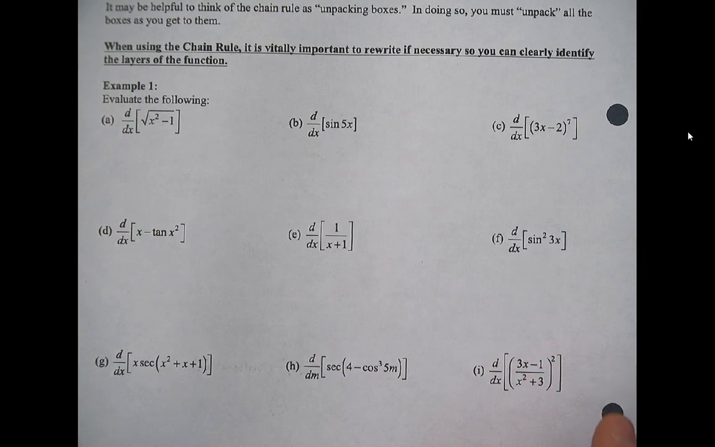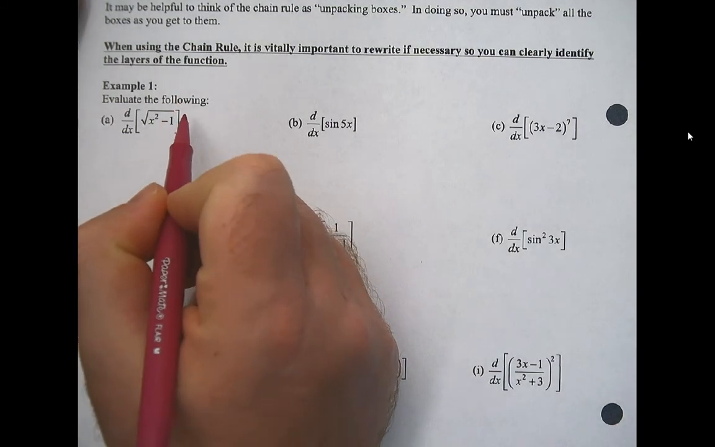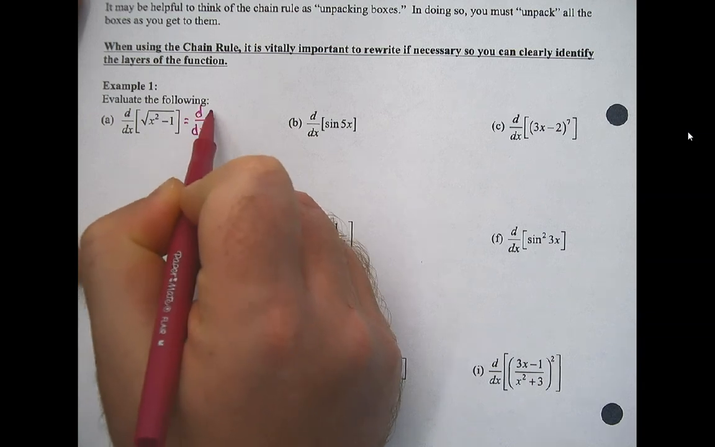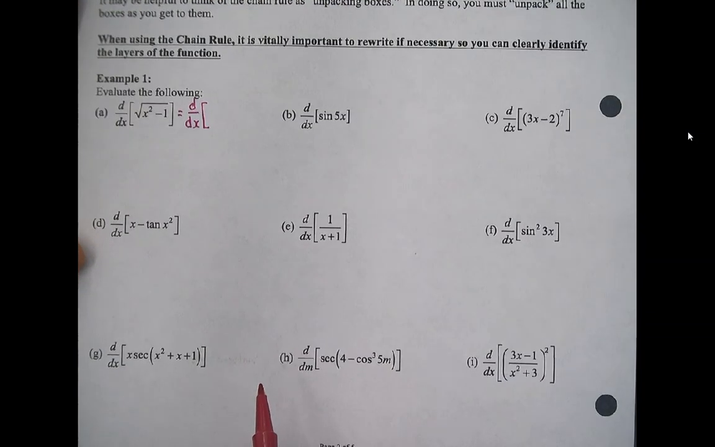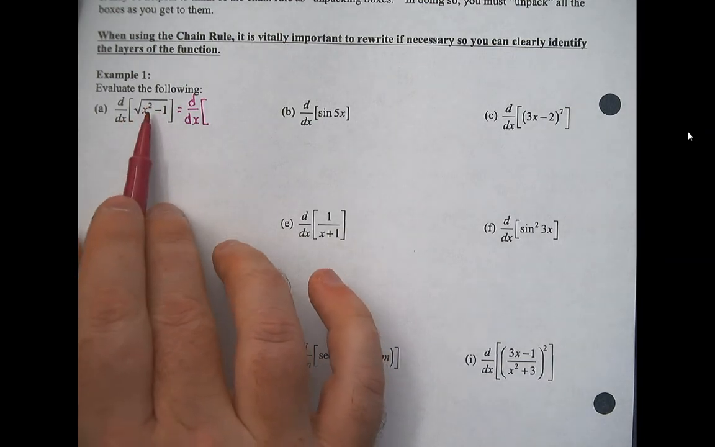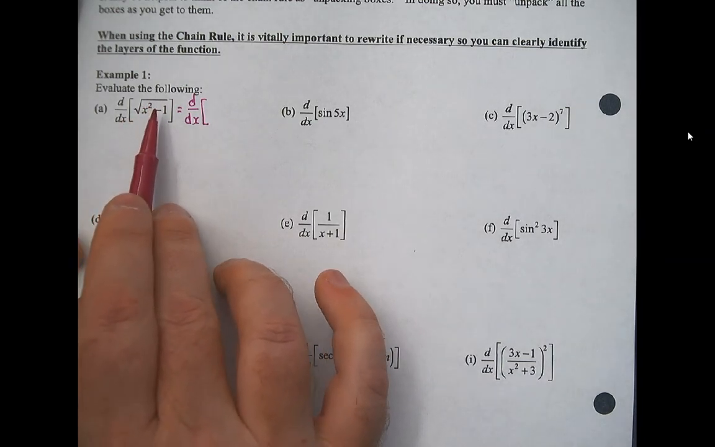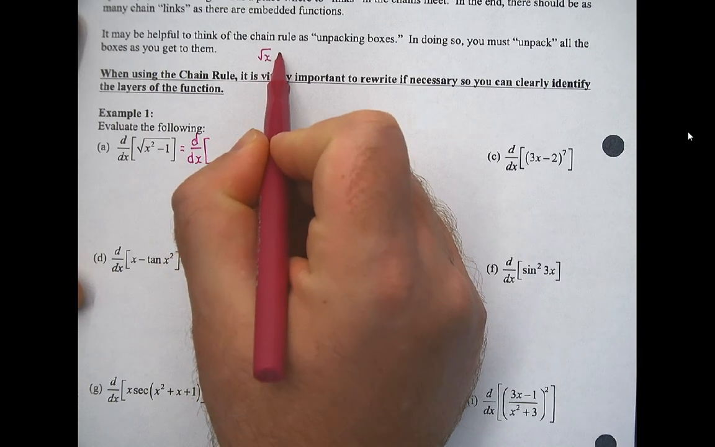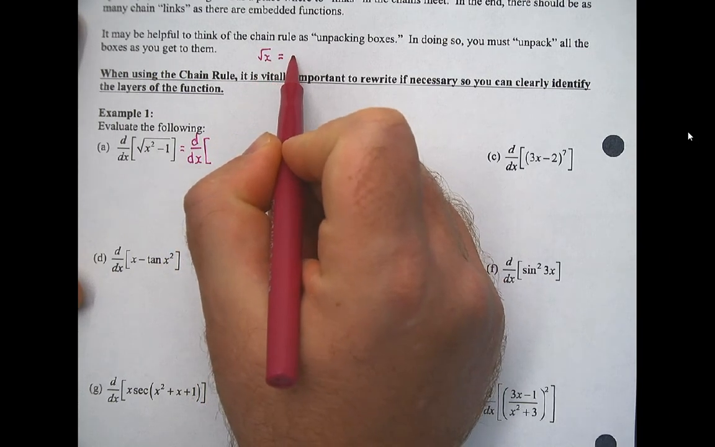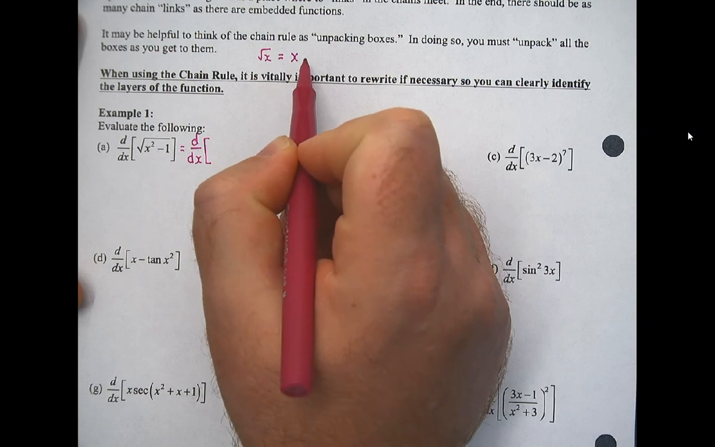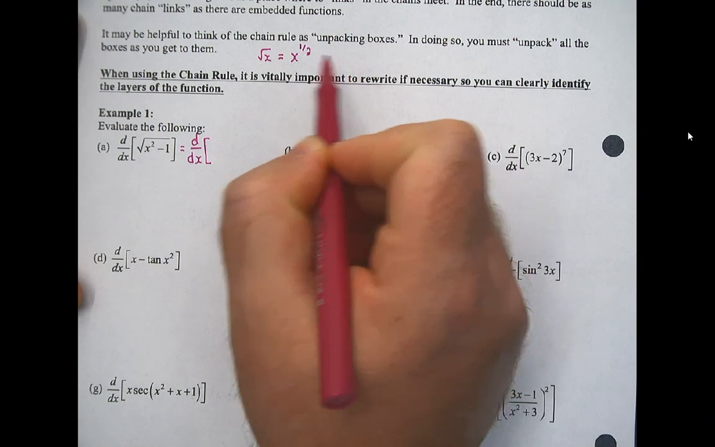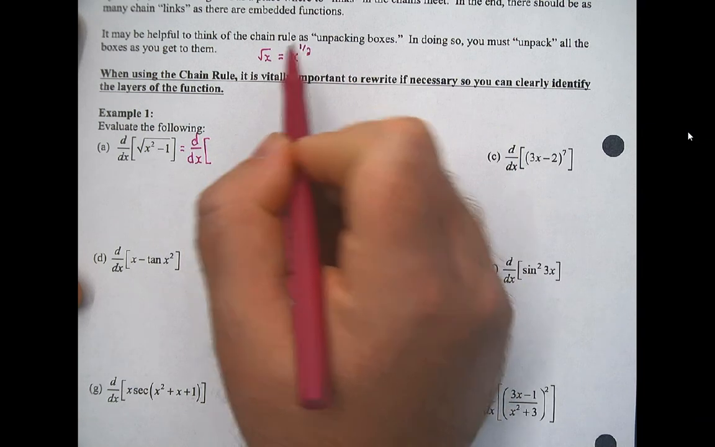So what I want to do is rewrite this in a way that helps me understand who is the inside function and who is the outside function. So I'm taking the derivative, d/dx, of the square root of x squared minus 1. Now you want to do a rewrite here, just like you want to do a rewrite if you had the square root of x. You would rewrite that as x to the 1/2. You guys got to memorize this.